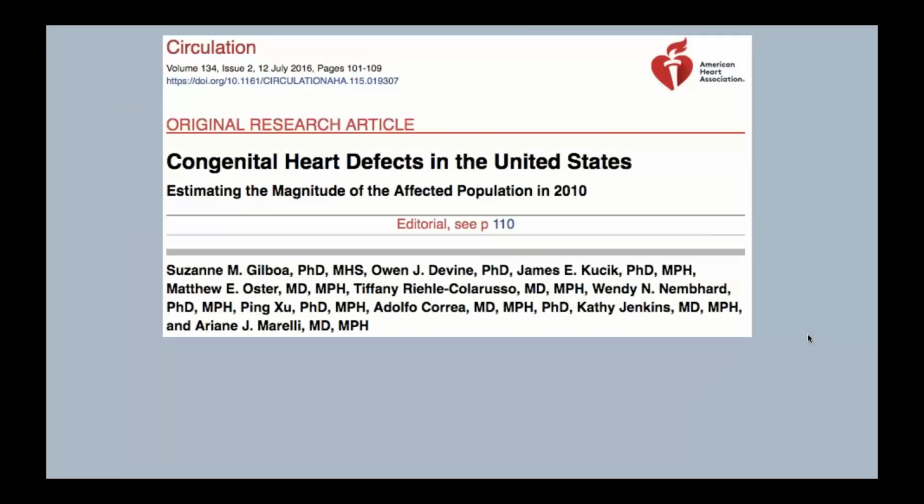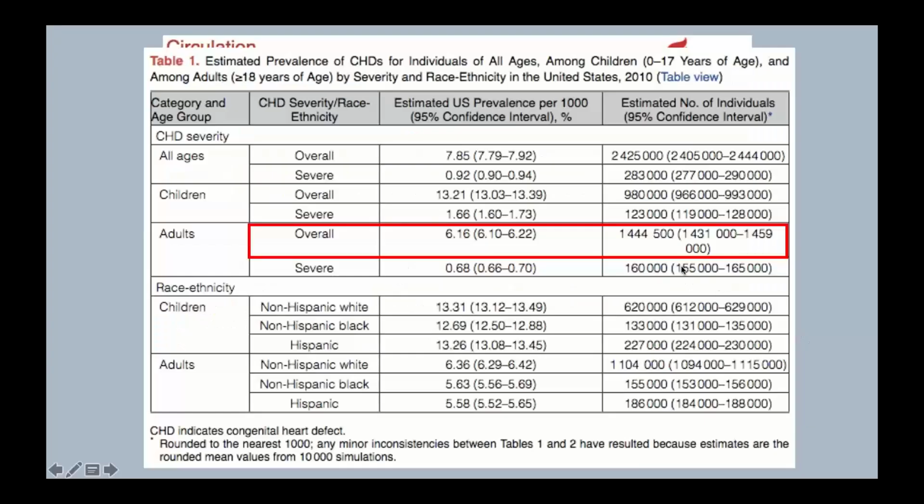And then a couple of years after that, a group from the US basically did the same thing: took the data from the registry in Quebec and applied it to the US population to get estimates of the adult congenital heart disease burden in the US. And similarly, they found that the estimated prevalence of overall CHD in adults was about 6 per thousand. And that turned out to a number of about 1.5 million currently living in the US with congenital heart disease. The overall number, if you add those up for both the children and adults living with CHD, was about 2.5 million total.